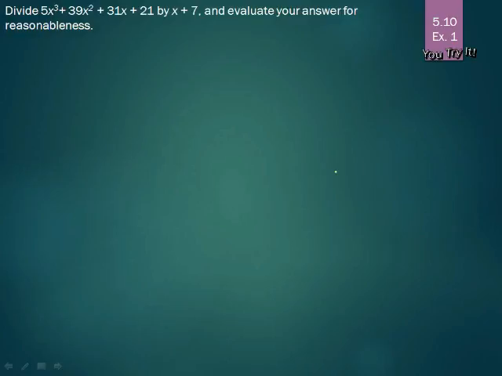Divide 5x cubed plus 39x squared plus 31x plus 21 by x plus 7 and evaluate your answer for reasonableness. Let's put our dividend under the division sign, and then put our divisor on the outside. Note that we have the polynomial in descending order of the x powers: x cubed, x squared, x, and then no x. There's no missing term, so we don't have to put a 0 anywhere.